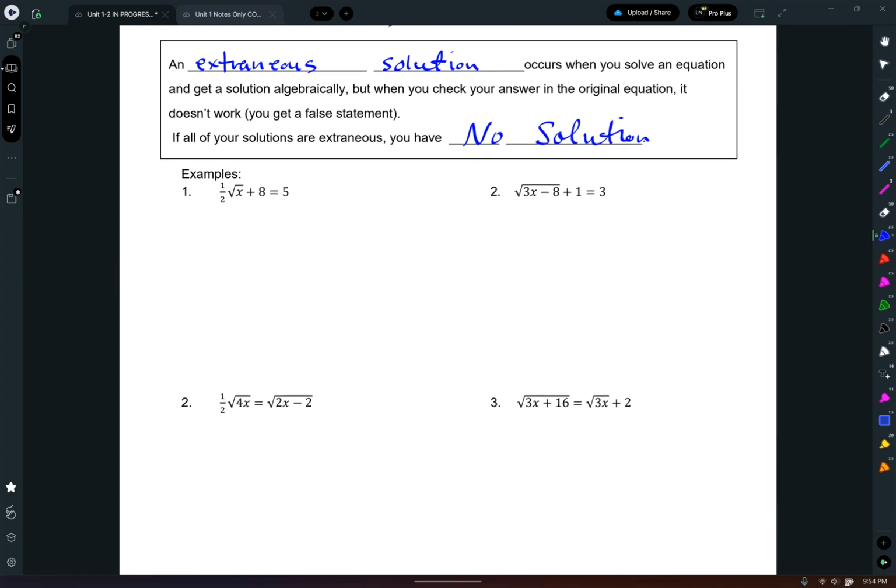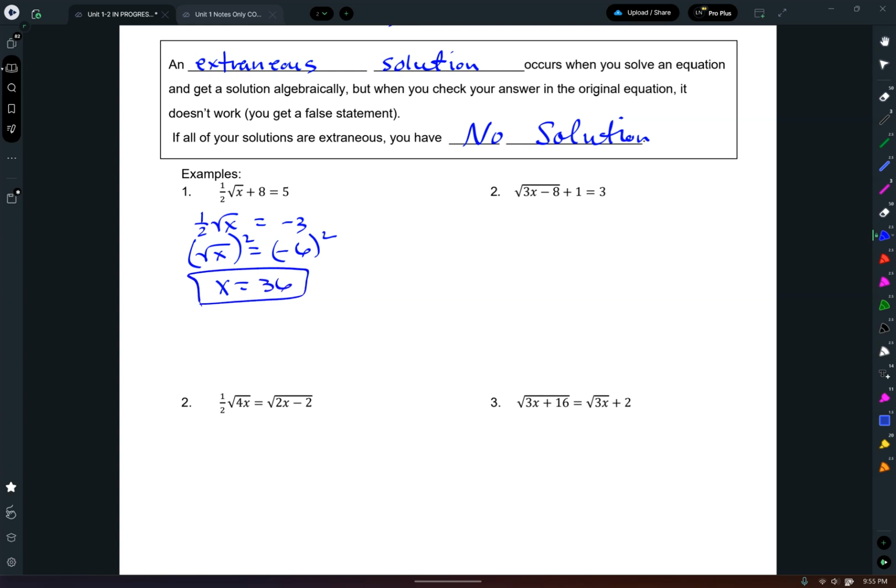So step one, get the square root by itself. I'm going to subtract the 8. So 1/2 square root of x equals -3. I'm going to get rid of the 1/2 by multiplying by 2. So the square root of x equals -6. And then I'm ready to square both sides. And so I'm going to get x equals 36.